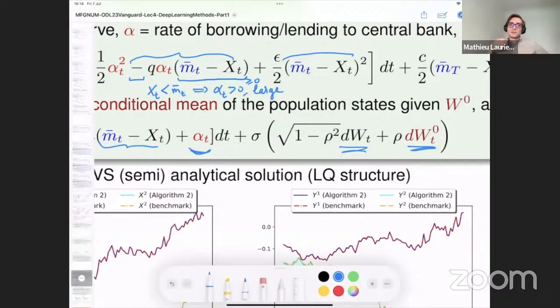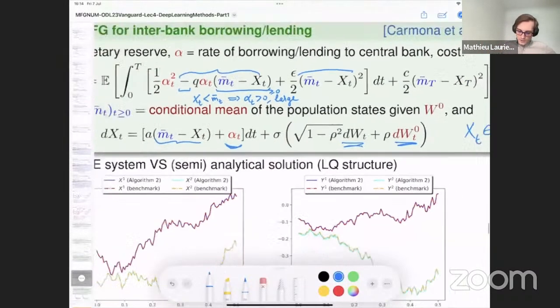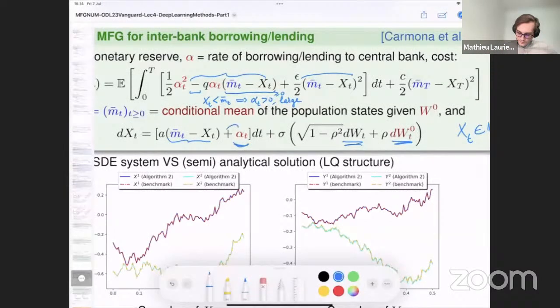So what does it mean? It means that when you are below the mean, you will tend to take alpha t positive, meaning you will borrow money. How do I see that you borrow money? Because here you have plus alpha t, so you are going to increase your log reserve. You can spend some time thinking about the interpretation of this model.